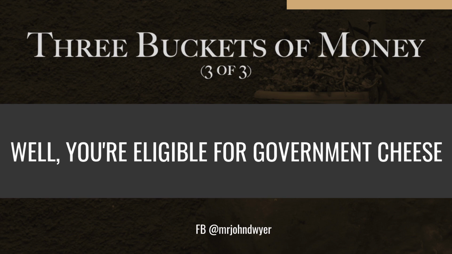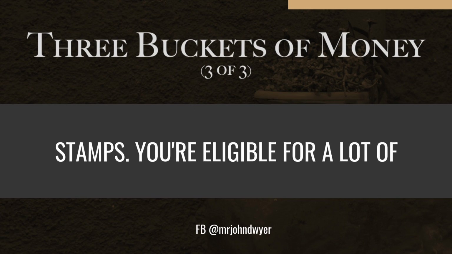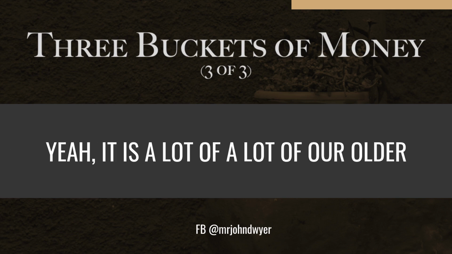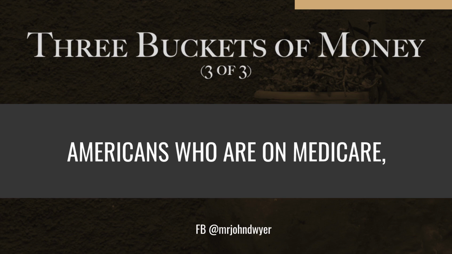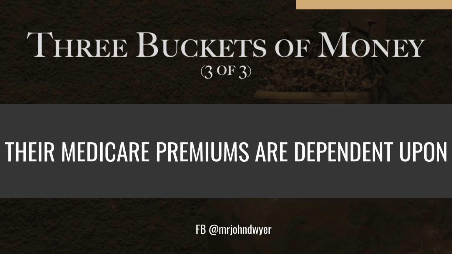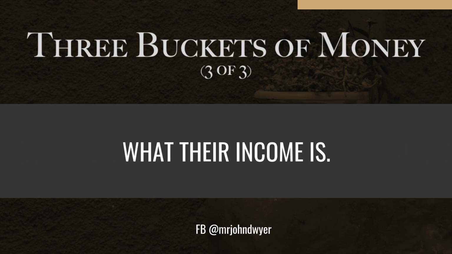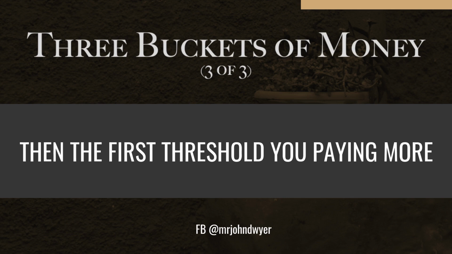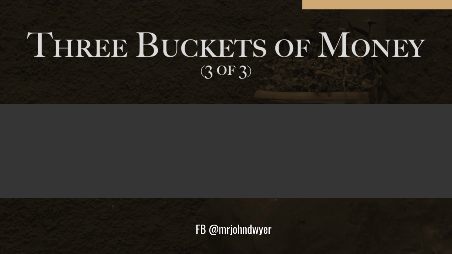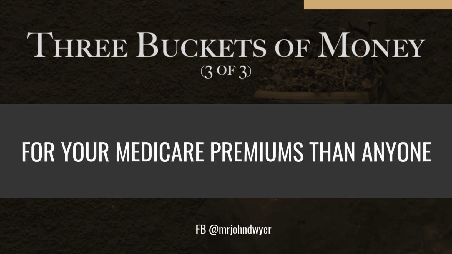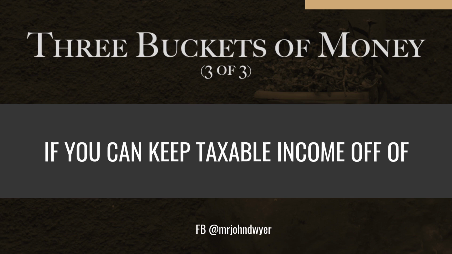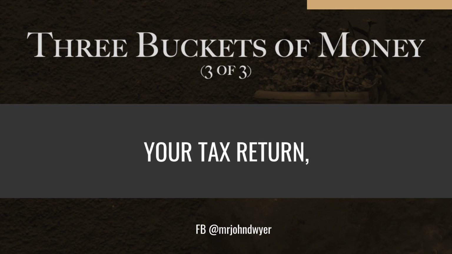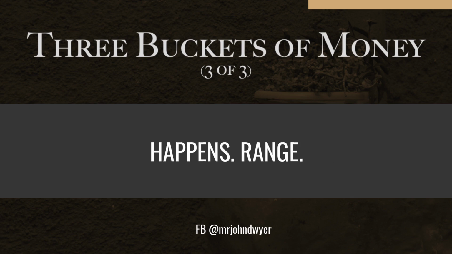There's one other thing, and if you don't have any income, what else are you eligible for? Well, you're eligible for government cheese, otherwise known as food stamps. Yeah, you're eligible for a lot of government benefits. A lot of our older Americans who are on Medicare, their Medicare premiums are dependent upon what their income is. And so if you have more income than the first threshold, you pay more for your Medicare premiums than anyone else. And so again, if you can keep taxable income off of your tax return, there's all kinds of great stuff that happens.